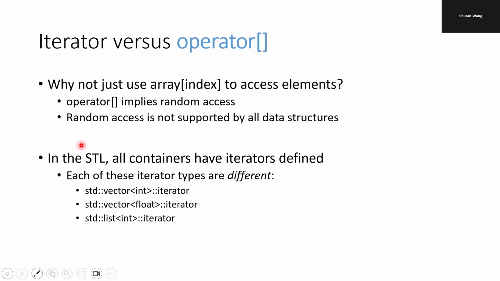But in the STL, all containers have iterators defined. There are different types. So for vectors, we have vector of templated type, iterator. We have a different iterator for each templated type, even for the same vector container. And we have a separate iterator for list of int, for example.